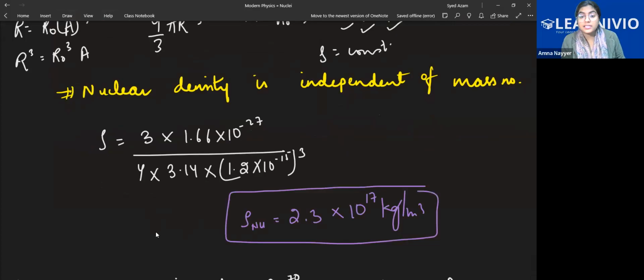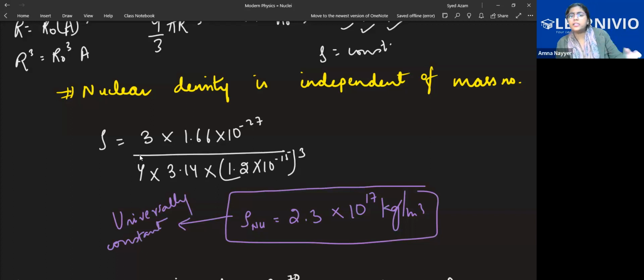So what is this? This is like your universal constant. It is universally constant because this is independent of the mass number. If I tell you to calculate the nuclear density for, let's say, hydrogen atom, you will write these points only, right? And if I say calculate the nuclear density for boron, you will put this. So for any element, this will come. So nuclear density is constant. So this part is important.